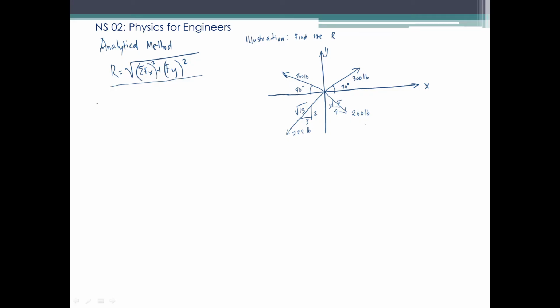Okay, so we have the forces in pounds. This is the unit of our force, pounds. We have the x component, and then we have the y component there.